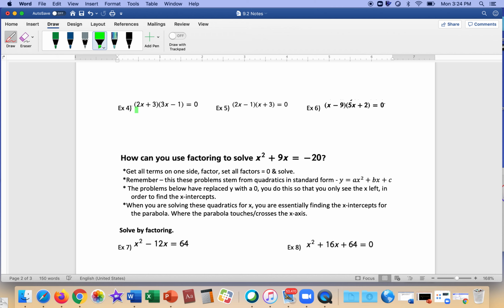So if I set 2x plus 3 equal to 0, and I solve, I'll subtract 3, so I get 2x is negative 3. And then if I divide by 2, I have one of the x-intercepts is going to be negative 3 over 2, or negative 1.5.